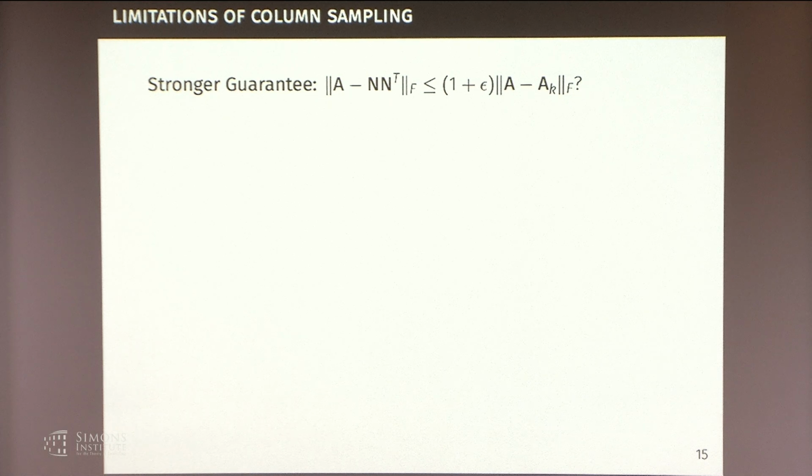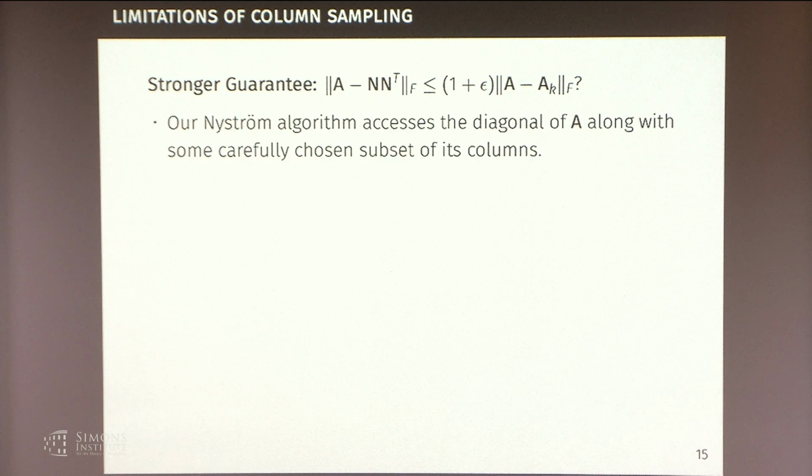Okay, but what about the Frobenius norm guarantee? I want to give you a sublinear time algorithm that actually achieves this sort of guarantee, where I get within 1 plus epsilon of the best Frobenius norm error of my matrix. How do I actually get this? The first thing to notice is that our Nyström method, and also, for example, that adaptive sampling method that I described to you, is limited in that it only accesses the diagonal of A and some subset of the columns of A. And if we want this stronger guarantee, we're going to have to do something a little bit more advanced than that.